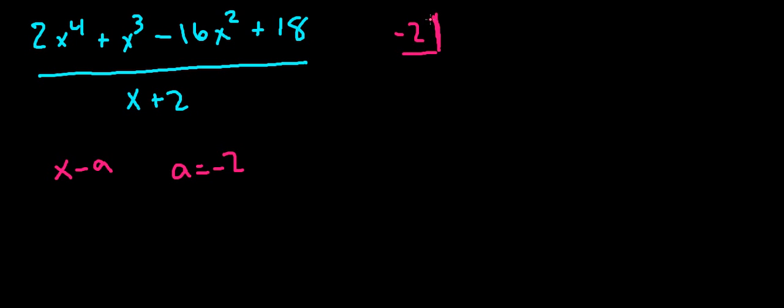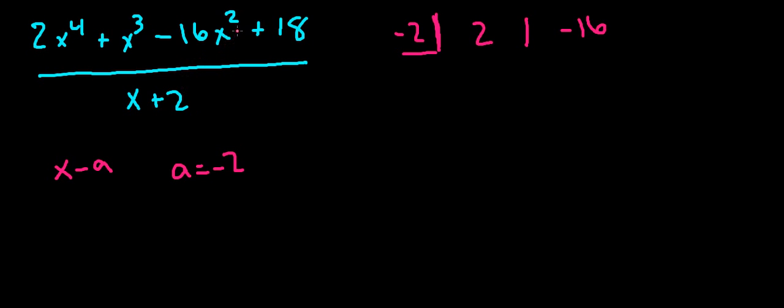and now we need to go in descending order and put in our coefficients. So we start with x to the 4th, that's the highest power, and that has a coefficient of 2. Next we go to x cubed, that has a coefficient of 1. Next we go to x squared, that has a coefficient of minus 16.